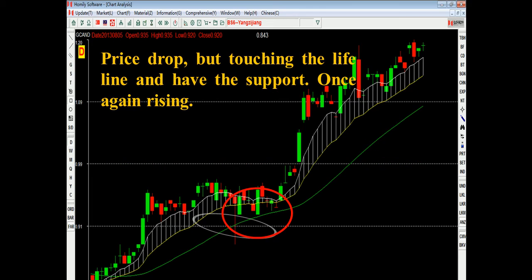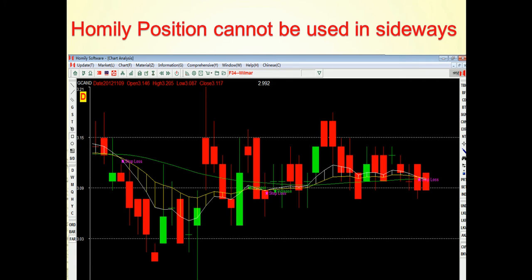So let's continue. Holding position cannot be used in sideways. If you see the price is in consolidation, you can see the stop loss point appears, increase appears, stop loss, increase. So if you see the green line is flat, you'd better not buy or sell according to the increase and the stop loss point.